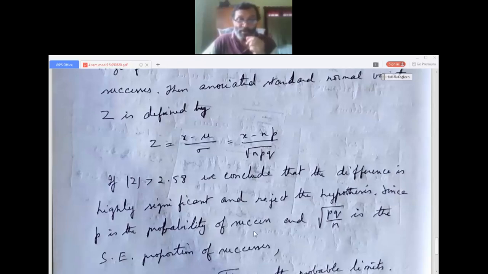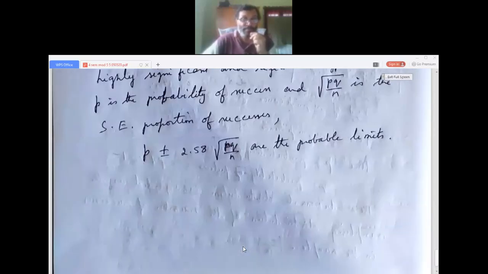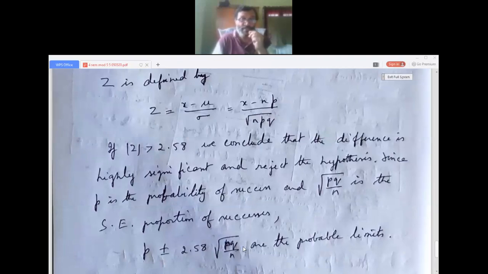Since p is the probability of success and square root of pq by n is the standard error of the proportion of success, we say p is equal to plus or minus 2.58 square root of pq by n. These are the probable limits.